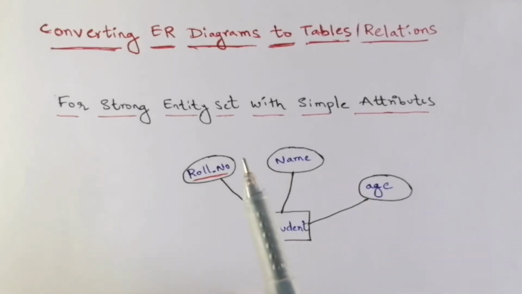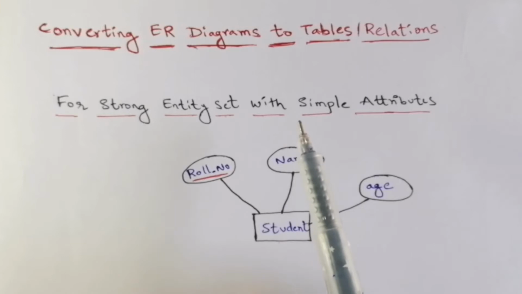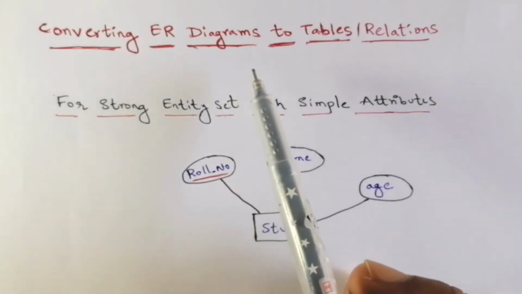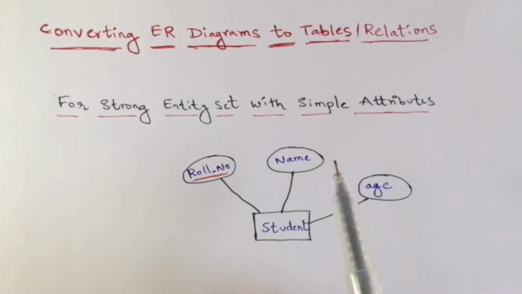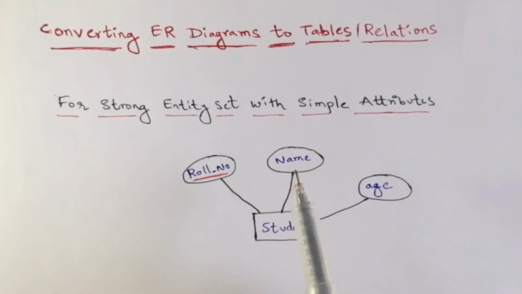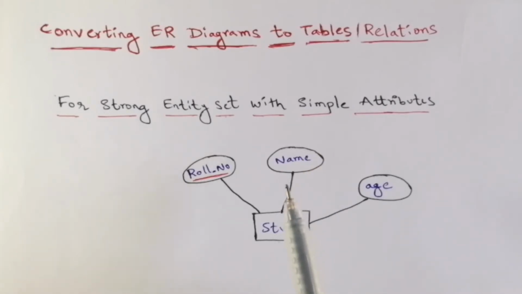And in this lecture, and not only in this lecture, I have planned nearly 5 to 6 lectures on converting ER diagrams to tables or relations. I have taken more than 5 lectures on this topic because these are the most important for any competitive examinations. And I'm sure that if you listen to all of these, you can easily solve any problem and convert any ER diagram to a relation, right?